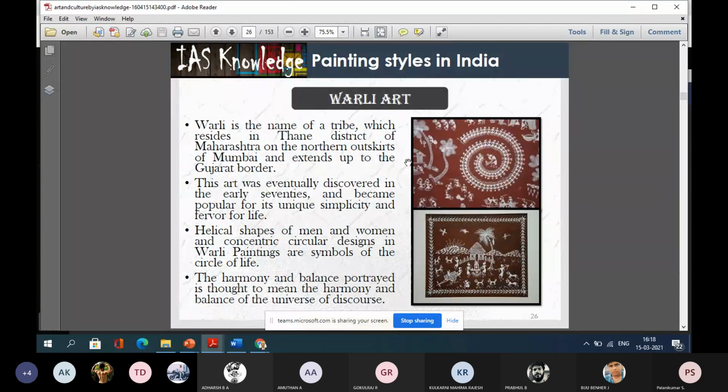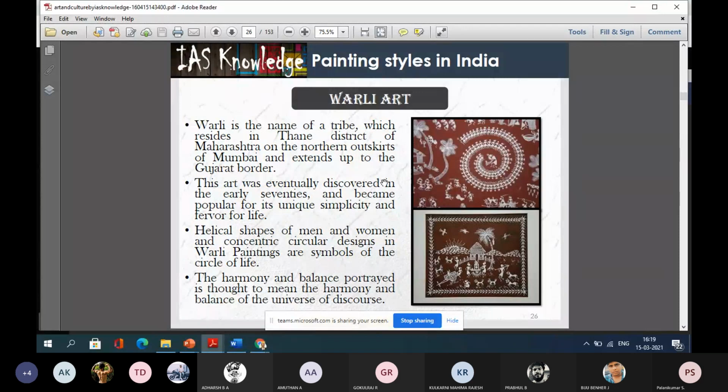Especially in Maharashtra, Warli is the name of a tribe residing in the Thane district of Maharashtra, at the outskirts of Mumbai. They have used helical shapes of men and women, and concentric circular designs in Warli paintings are symbols of the circle of life. The harmony and balance portrayed is thought to mean the harmony and balance of the universe.